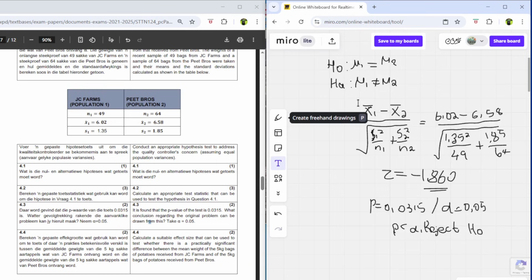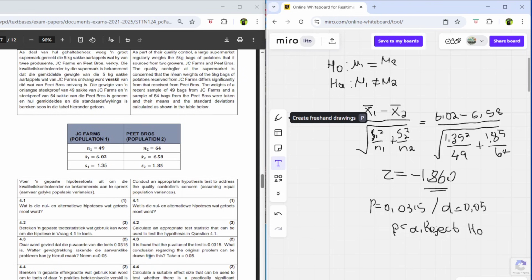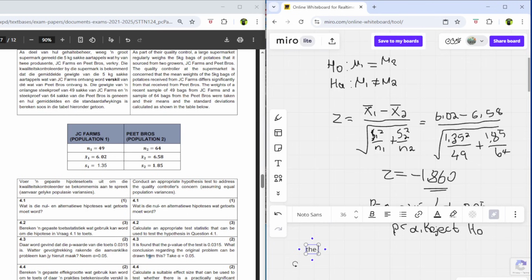Therefore, there's enough evidence to say that the mean weight of the 5 kg potatoes from the two farms differs significantly.